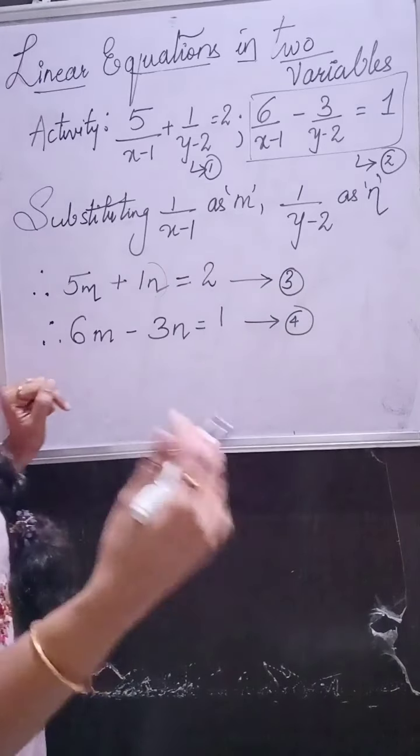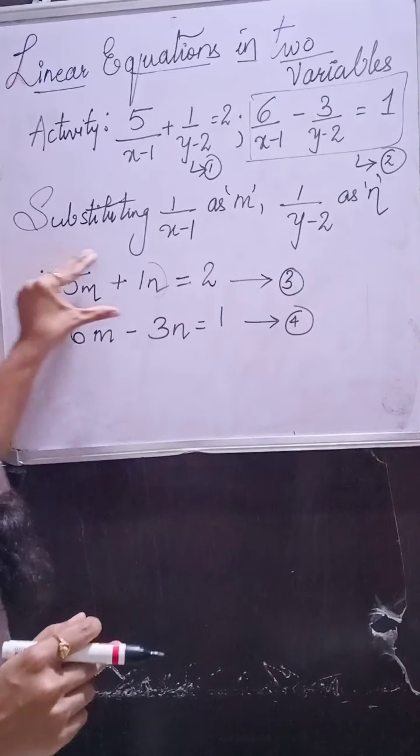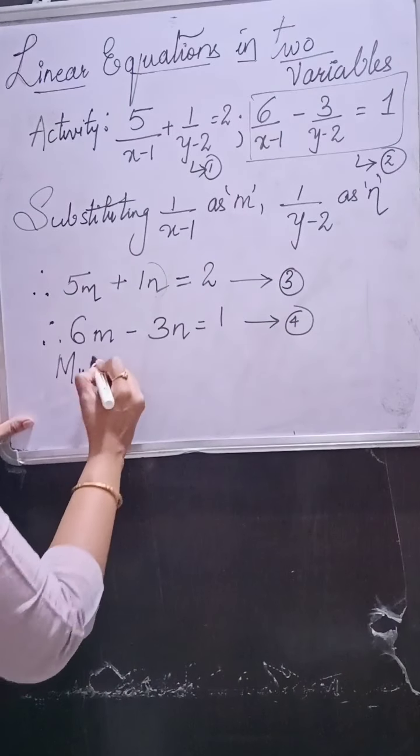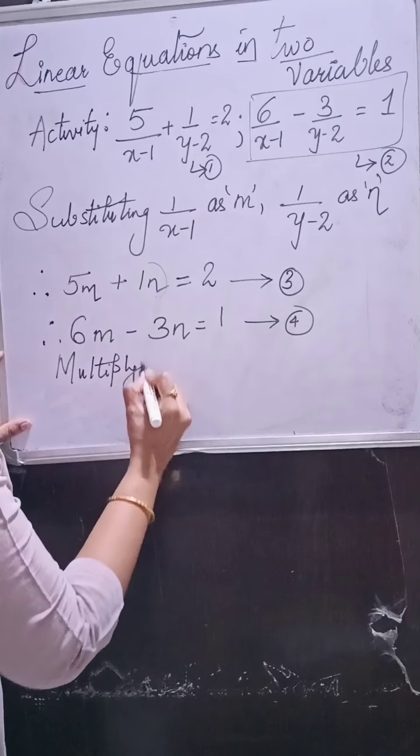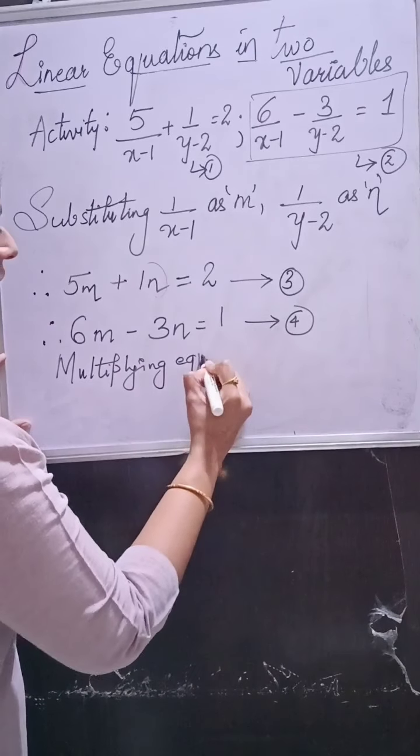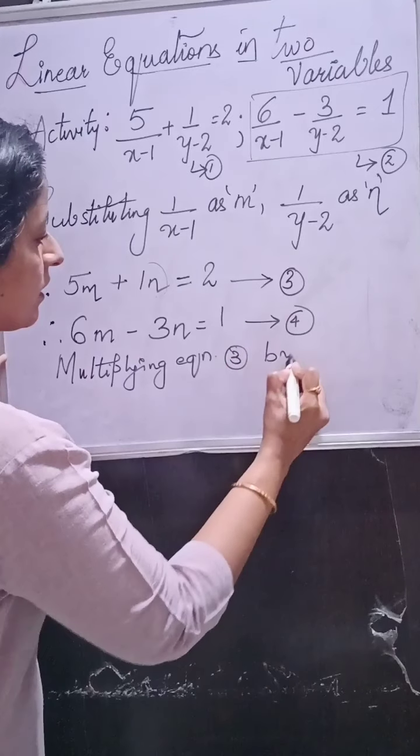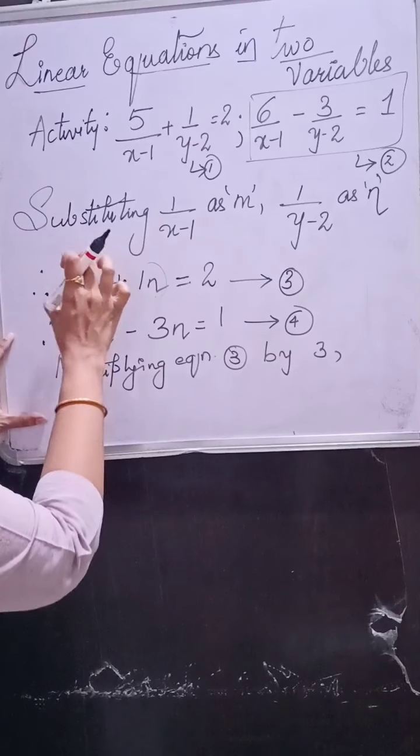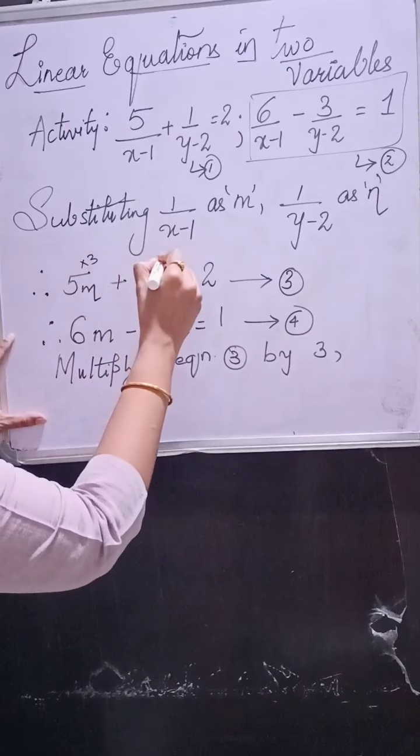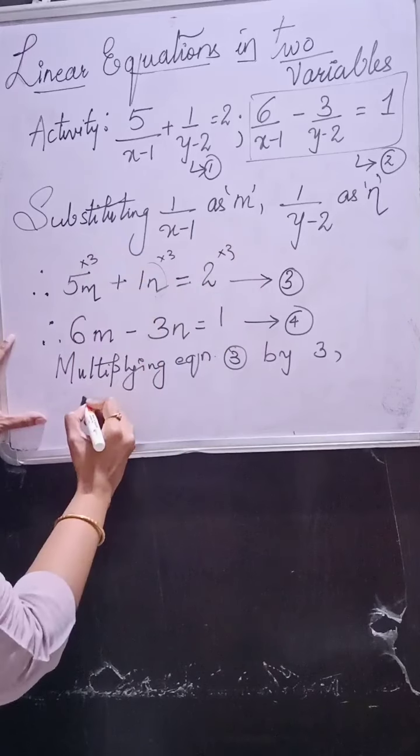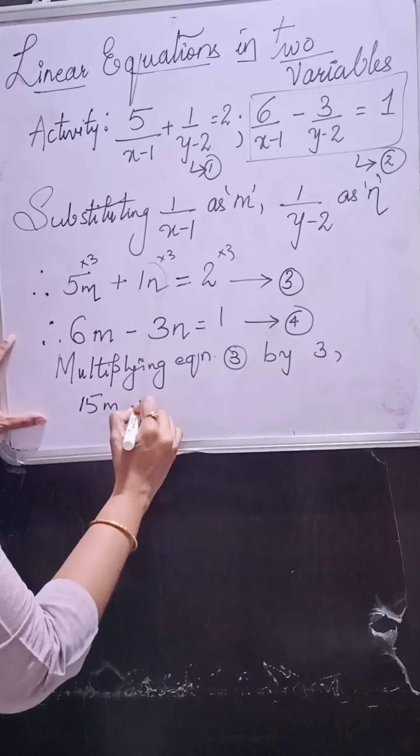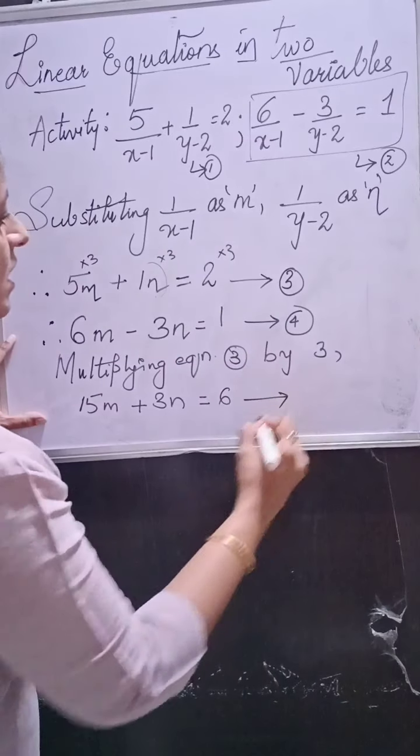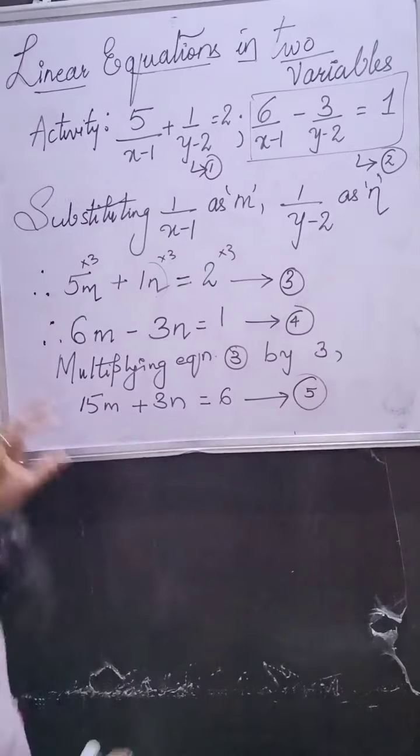So what is the step that we are going to write? Multiplying equation 3 by 3. So what are we going to get? Multiply in your mind and write the final answer. 5 times 3 is 15, so you get 15m plus 3n equal to 2 times 3, which is 6. This will be equation number 5.